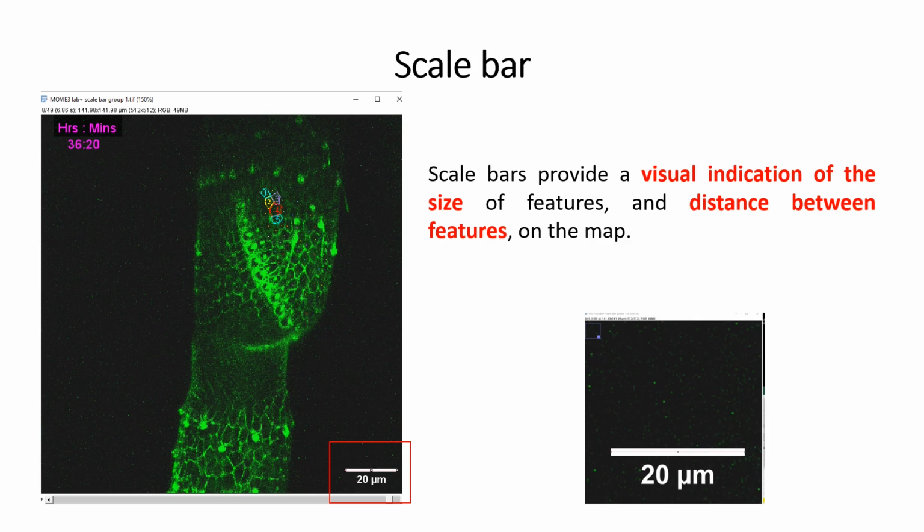And just to remind you, some of you will find in your movies this 20 micrometers line. This is your scale bar. A scale bar provides a visual indication of the size of features and distance between features on a map or in an image, like this one.